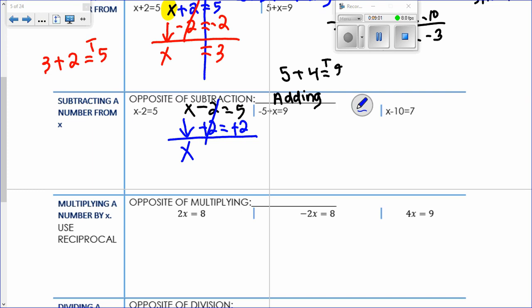This goes away. 2 minus 2 is 0. Equal sign comes down, and that's 7. Okay? You can check your results. 7 minus 2 does equal 5. So it's true.